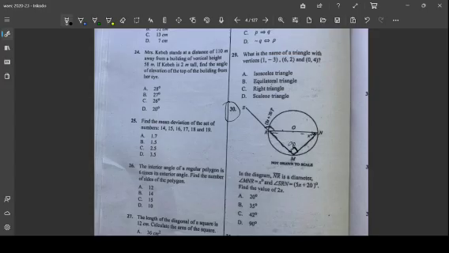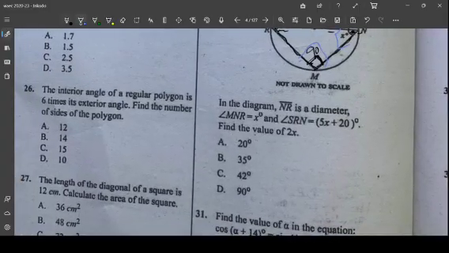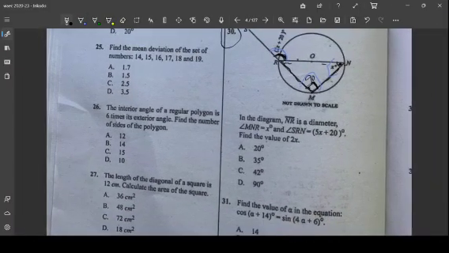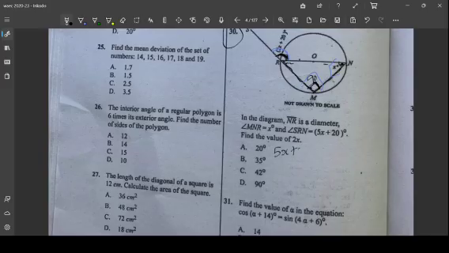So here is 90 degrees and here is x. Now, we also know that the exterior angle of a triangle, and you can see this angle here is an exterior angle, is equal to the two opposite interior angles. So this 5x plus 20 is equal to these two opposite angles. If I write that mathematically, 5x plus 20 is equal to 90 plus x.